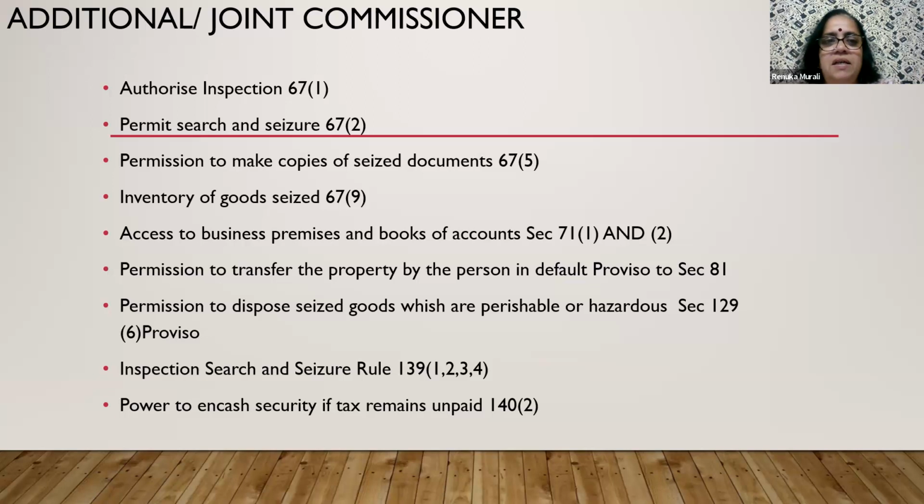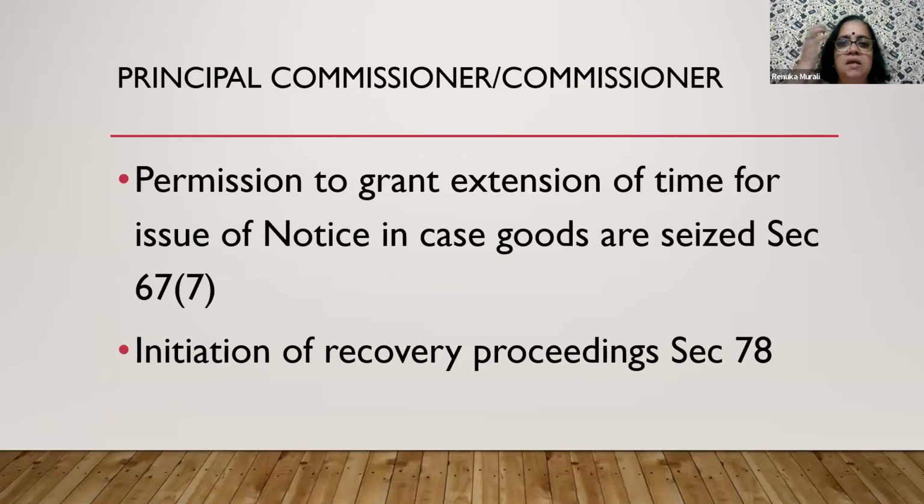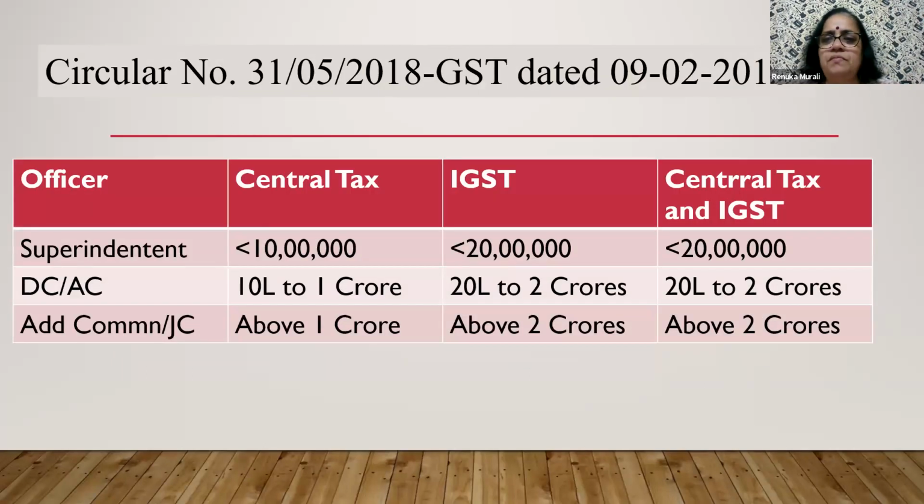So with that, finally we'll come to the power of the principal commissioner, the head of the entire hierarchy. The circular only gives you two points with respect to him: permission to grant extension of time, and initiation of recovery proceedings. All of us know that depending on the graveness of the situation, the principal commissioner has a say in all the work done by subordinates with respect to any of the proceedings under GST.